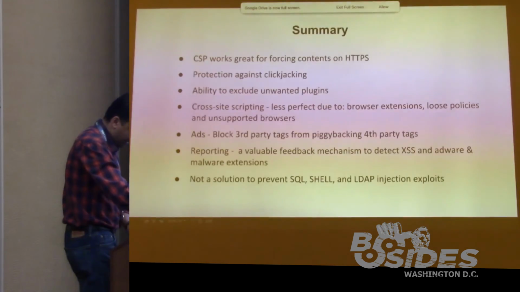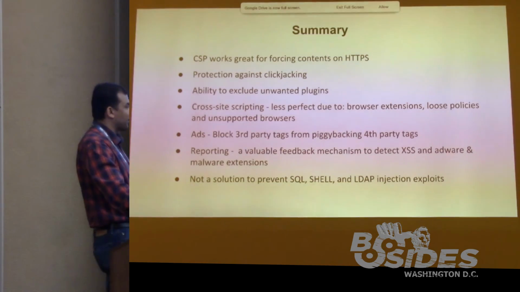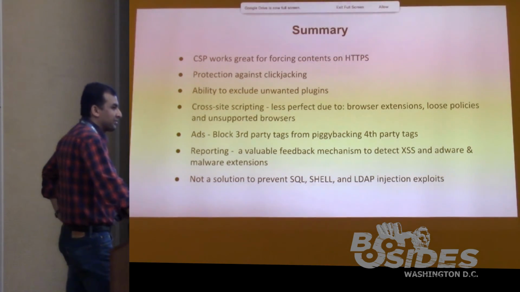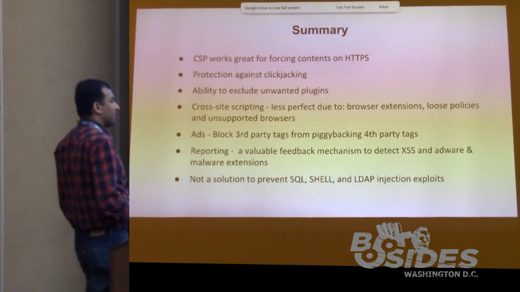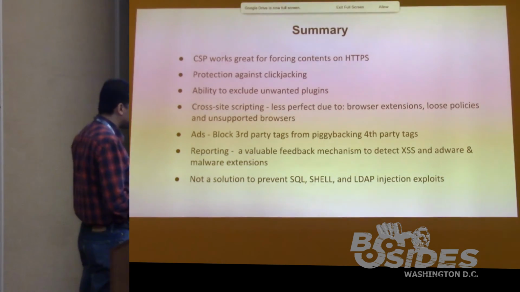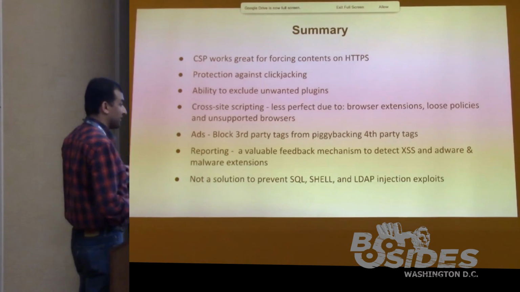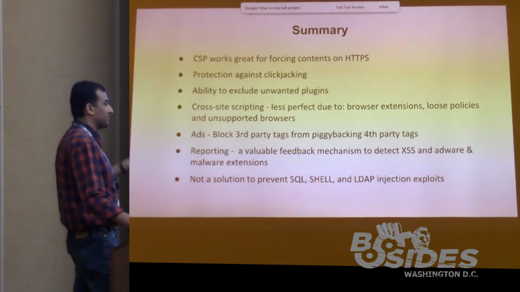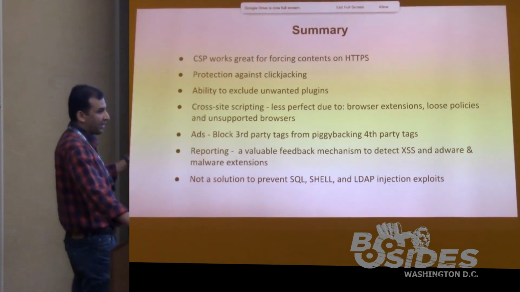And now to summarize. CSP works great for forcing content onto HTTPS. If you want to clear out all the mixed content warnings, if you are an HTTPS shop, then you can use CSP to make sure that all your content is on HTTPS. Very good, effective tool. The next one is protection against clickjacking. The frame-ancestors directive is a very useful tool against clickjacking. It's not going to have any other issues.